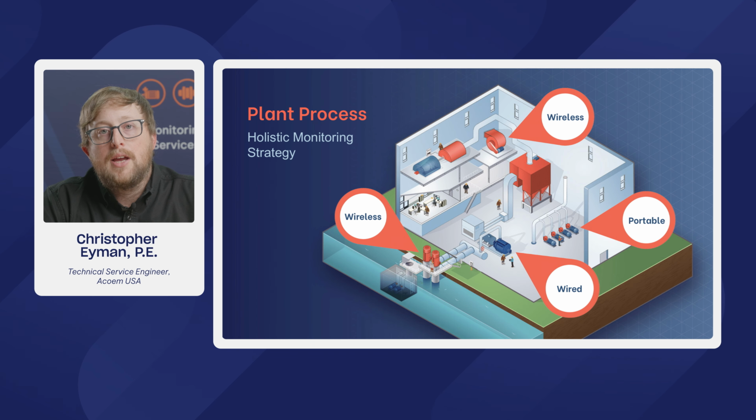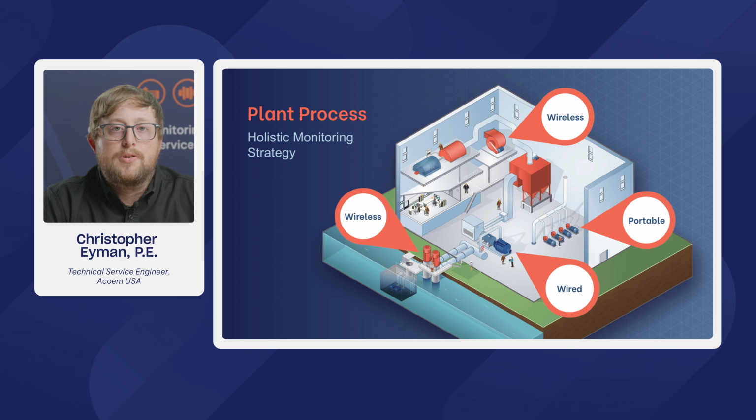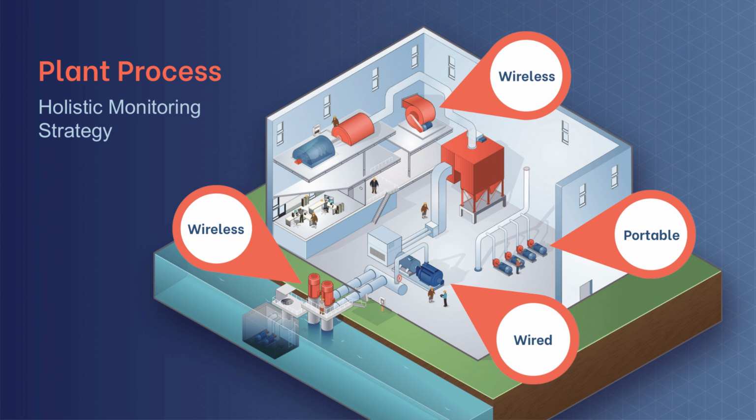We really want to look at a holistic process when you're looking at vibration inside your plant. It's not one size fits all. There's a good solution for every piece of equipment in your plant, and it usually involves a combination of wireless, wired, and portable online systems. So your most critical equipment, like your critical compressor there in the middle, is probably going to require a continuous monitoring online system because it could shut down the whole plant.